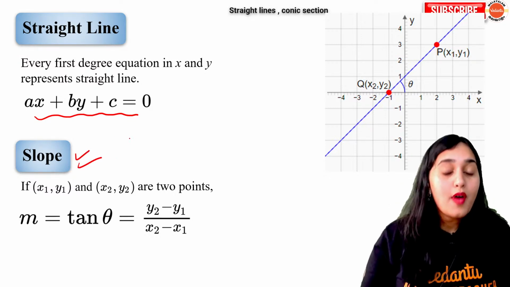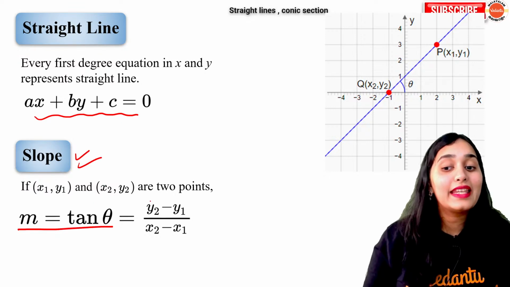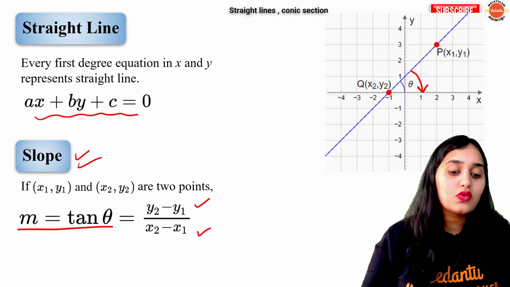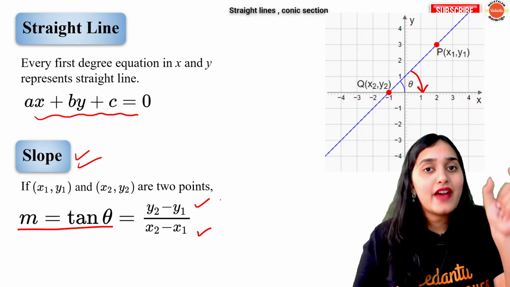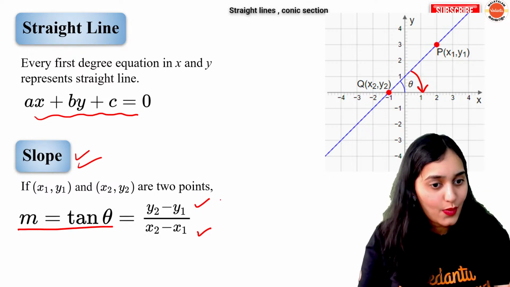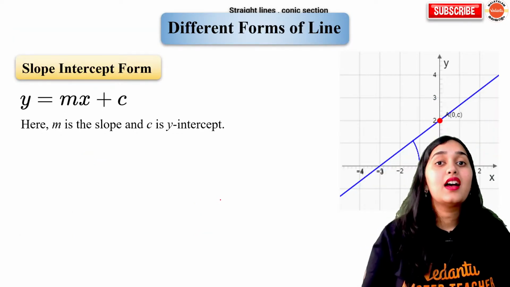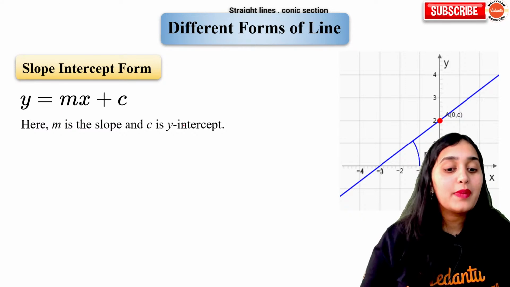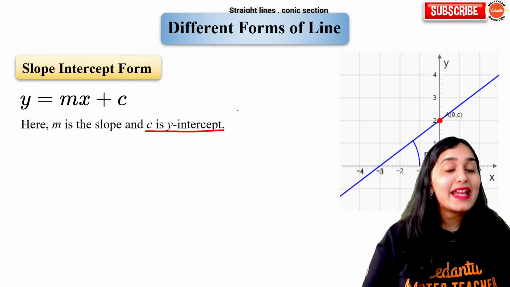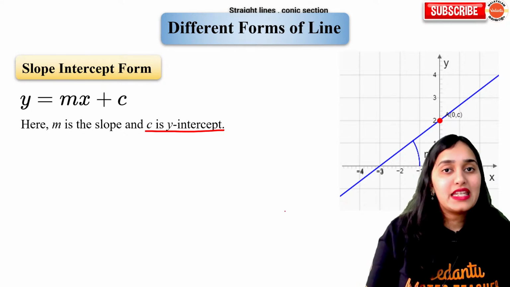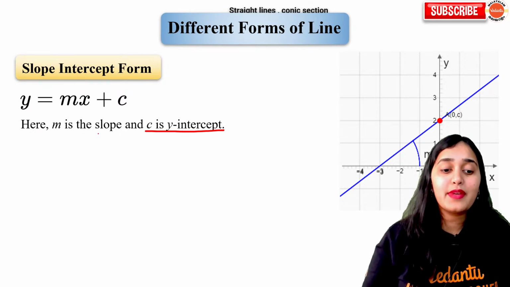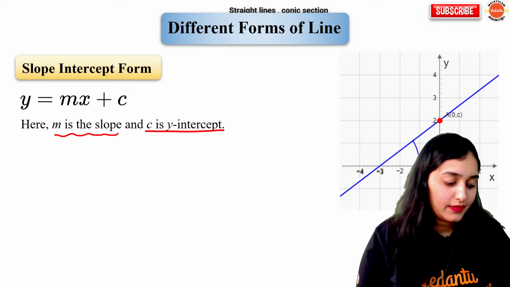How do we find the slope of a straight line? Slope is tan theta, where theta is the angle made with the x-axis, and it is found by (y2 minus y1) upon (x2 minus x1), the difference between y coordinates upon the difference between x coordinates. Next, the slope intercept form: y is equal to mx plus c, where c is the y-intercept and m is the slope of the line.